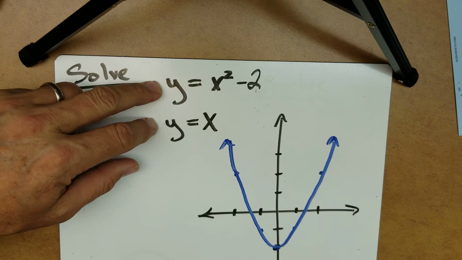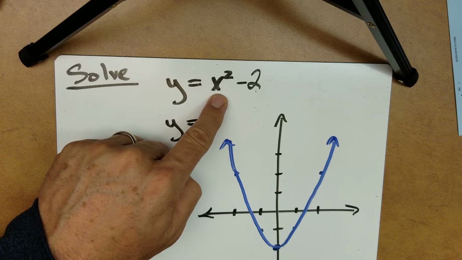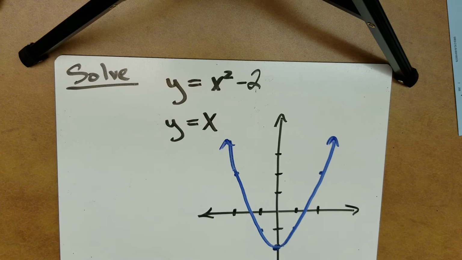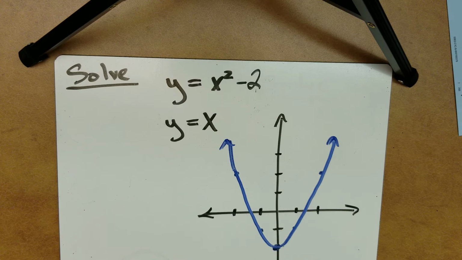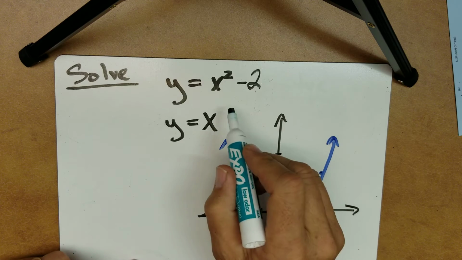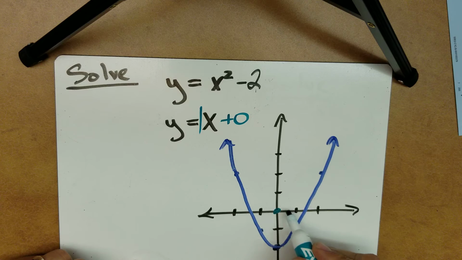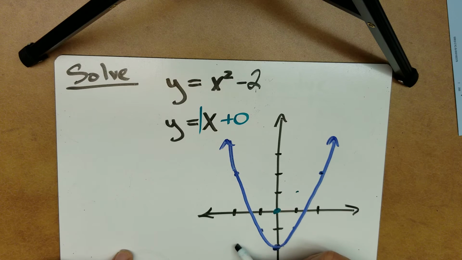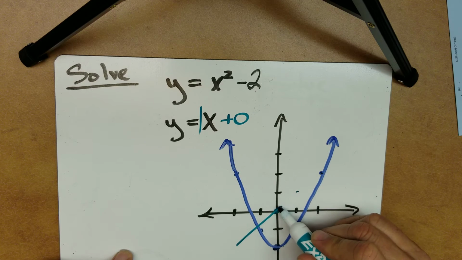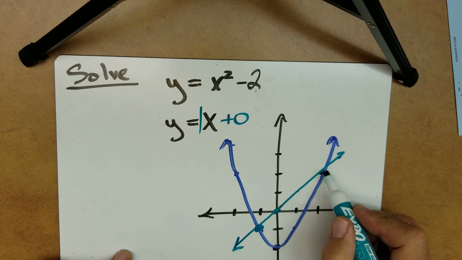Here we have two functions, y equals x squared minus 2. That's a parabola. That's the parent graph shifted down twice. And then I've got the linear term y equals x. This is y equals x plus 0 with a slope of 1. So I'd start here, go up 1 over 1 there, up 1 over 1 there, and I'd connect this. And it's supposed to be crossing here and here.